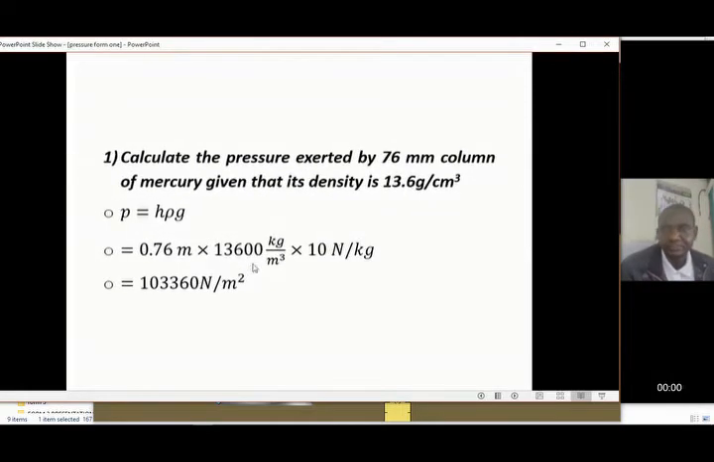Another question. Calculate the pressure exerted by a 76 centimeter column of mercury given that the density of mercury is 13.6. So convert this to meters, 0.76. Convert this to kilogram per meter cubed, it is going to be 13,600. Then multiply by 10, you get 103,360 newton per square meter.